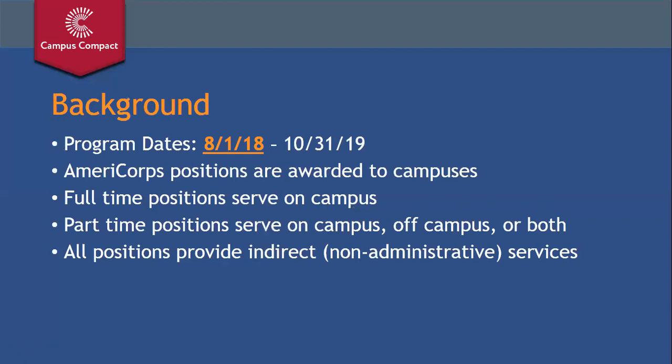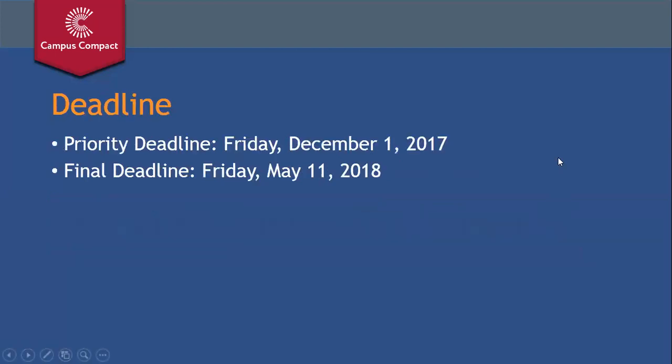Part-time positions have the option of serving on campus, off campus, or both. So they can help out with some of those things I mentioned before, coordinating service learning courses, evaluating them, etc. They can also serve off campus at a nonprofit to build their capacity, which helps you improve your partnerships with nonprofits by providing them with students and AmeriCorps members who can provide indirect services, or they can do a mixture of both. The important thing to know is that all positions provide indirect, non-administrative services. So this isn't a program to enroll individuals into direct services. This is all about indirect or capacity building.